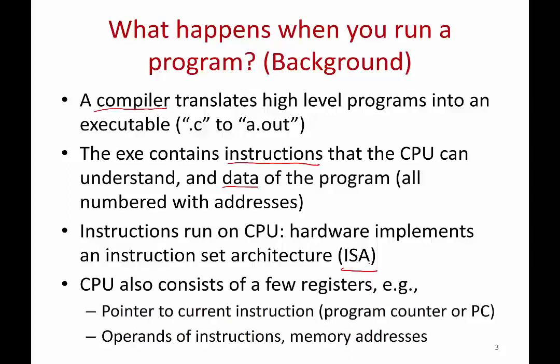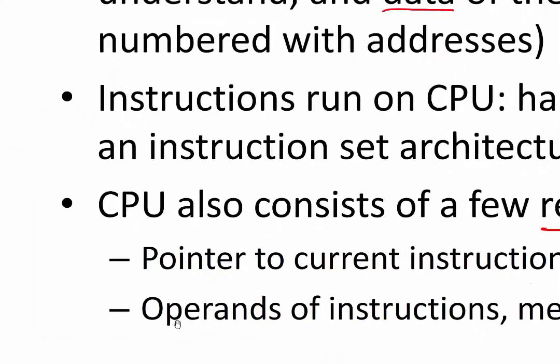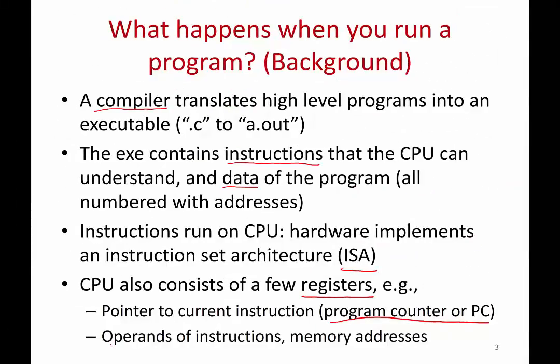Right? And in addition to the hardware to execute instructions, the CPU also has a few registers. So what do these registers do? For example, there is one register called the program counter or the PC. What does it do? It points to the current instruction being executed. And there are a few other registers to store operands of the current operation being made, right? So the executable contains all of this. When you compile a program, the executable contains the instructions and the data of the program.